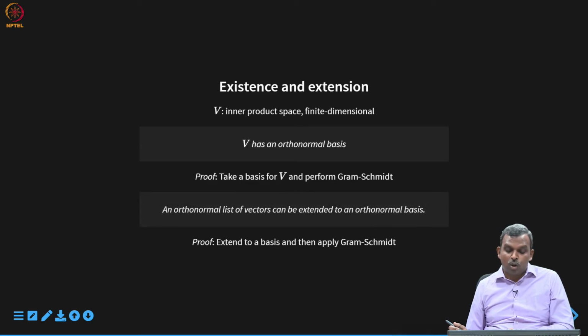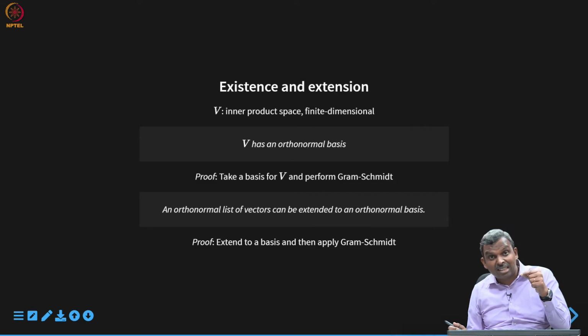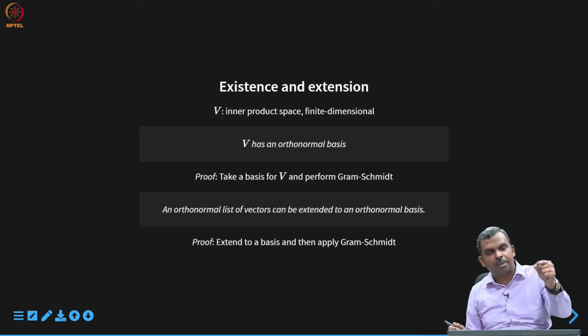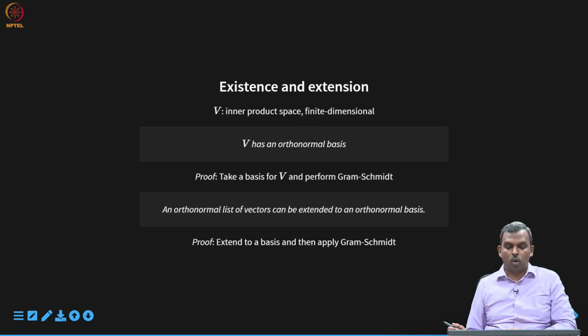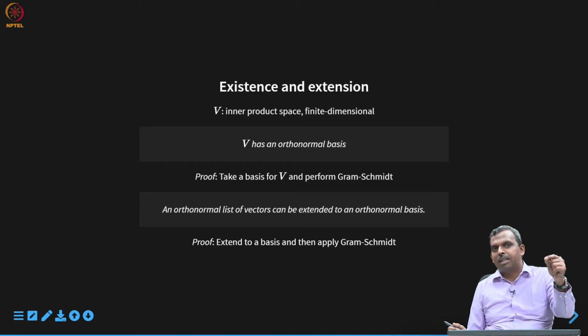Next, an orthonormal list of vectors can be extended to form an orthonormal basis. Supposing you have a large dimension vector space and you have a few orthonormal vectors, a list of orthonormal vectors, you can extend them without affecting them to form an orthonormal basis overall. How do you do it? Again, you do the same method. You take the original orthonormal list, you know it is a linearly independent list, you simply extend it to form a basis, a general basis without worrying about orthonormality, and then you apply Gram-Schmidt on this whole process.